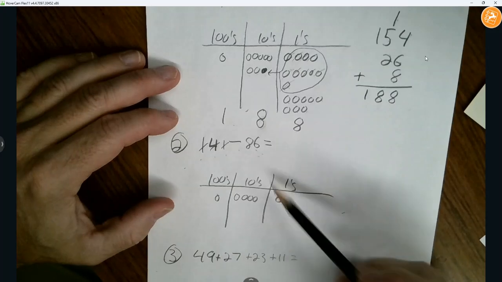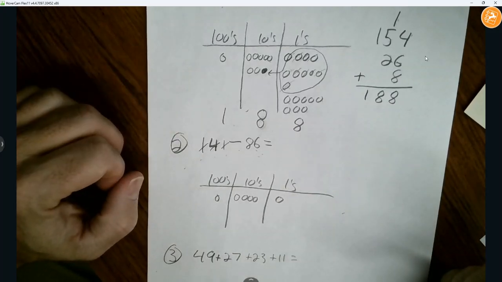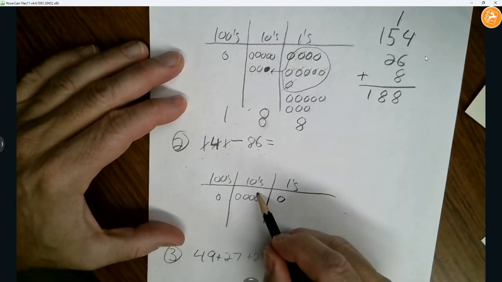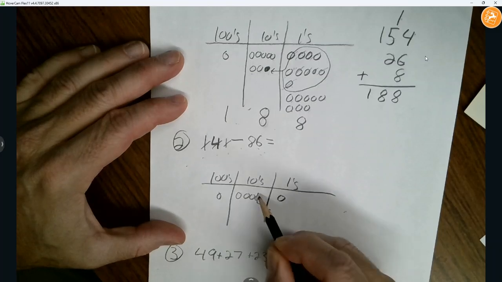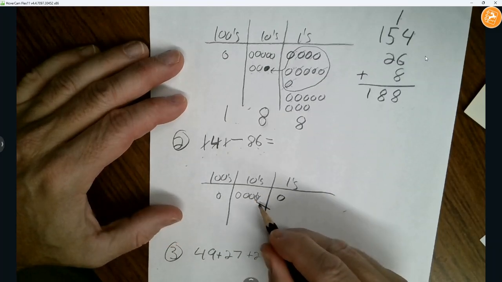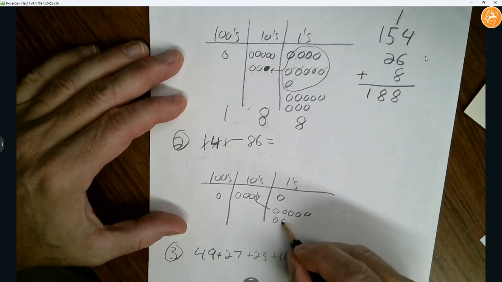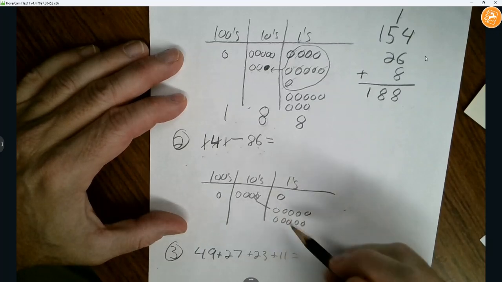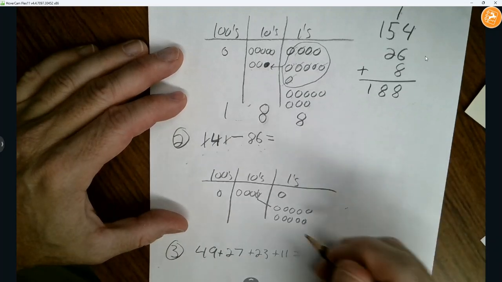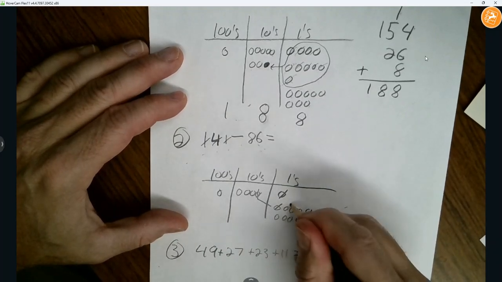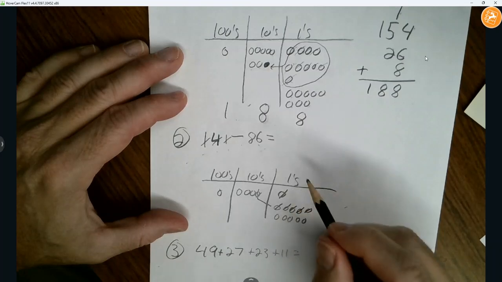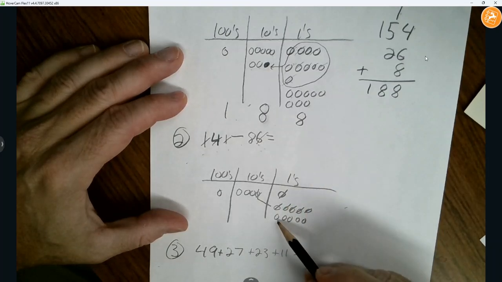So I need to take away 6 ones. Do I have 6 ones here to take away? I don't. So let's blow up a 10, because remember, 1 ten is 10 ones. 3, 4, 5, 6, 7, 8, 9, 10. Now can I take 6 out of here? Absolutely. 1, 2, 3, 4, 5, 6. That's 6. That leaves me with 1, 2, 3, 4, 5.